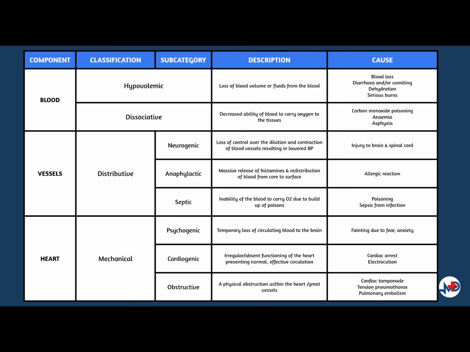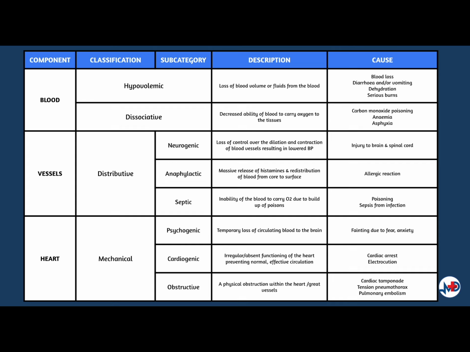There are many ways we can classify shock. This is one of the methods of looking at shock and its respective subcategories. There are three main components that can be affected in shock, which could be the blood or circulating component, vessels, which refer to the caliber of the vessels, and finally, the heart, which is mechanical in origin.